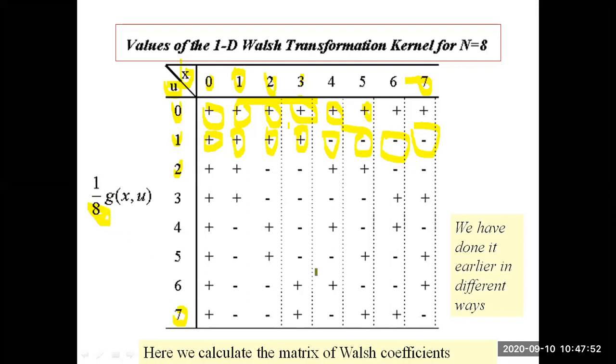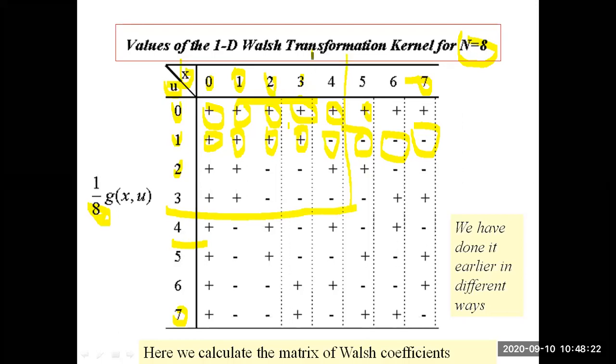So this is our one-dimensional Walsh transform matrix for capital N equals 8. Suppose your N value is changed to 4. Then definitely we get 4 rows and 4 columns, that means 0, 1 up to 3.